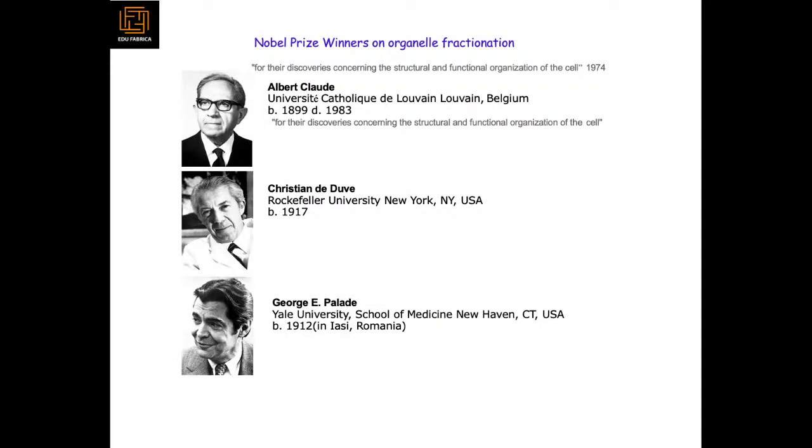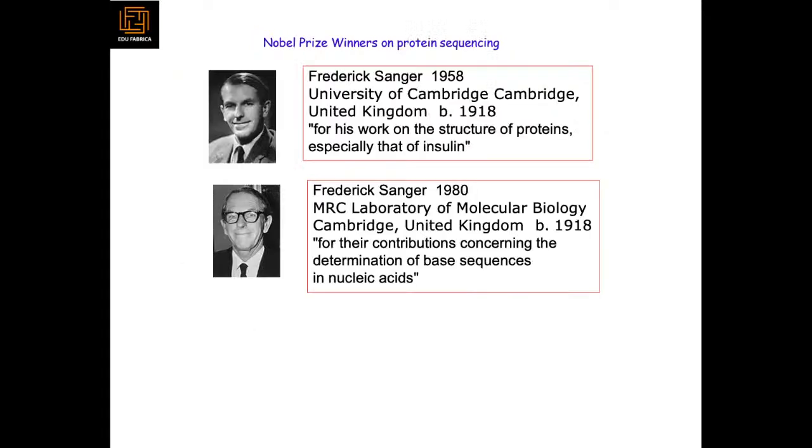Albert Claude, Christian de Duve, and George Palade together won the Nobel Prize in different years for organelle fractionation, to fractionate the inner organelles of our cell, to differentiate them, to get them separately. So that was done at that time.